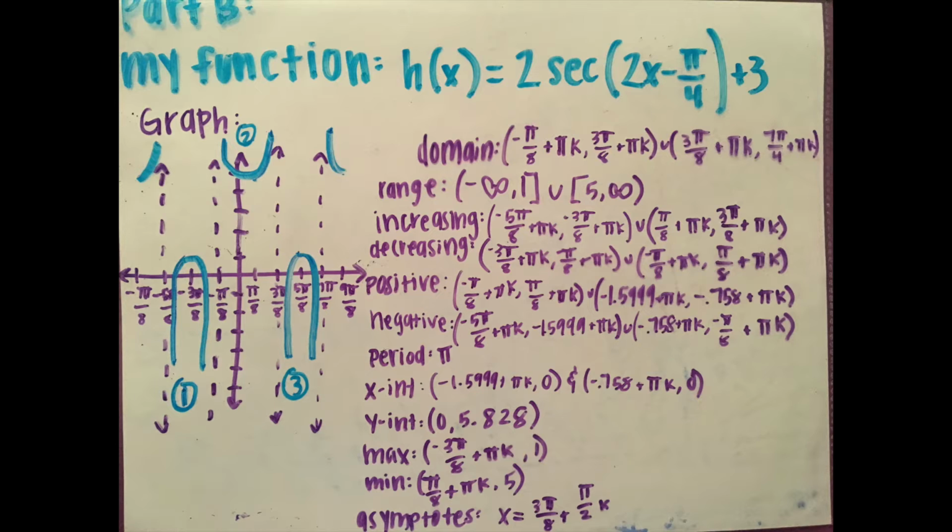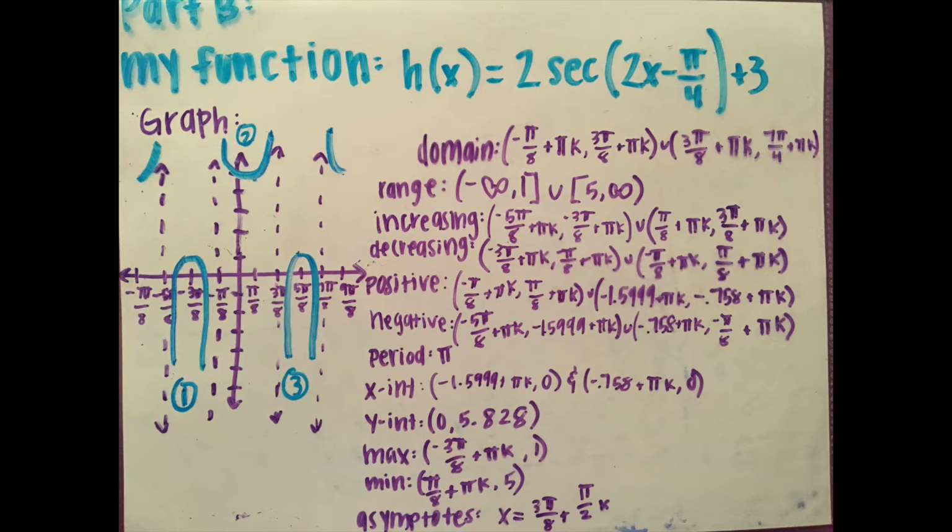Now I was able to find the places where my graph was negative by looking at the first curve's asymptotes and then also the x-intercepts. I got my function to be negative at negative 5 pi over 8 plus pi k, negative 1.5999 plus pi k, union negative 0.758 plus pi k, comma, negative pi over 8 plus pi k.